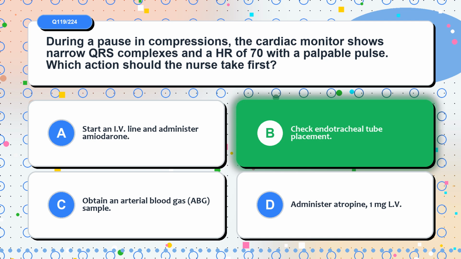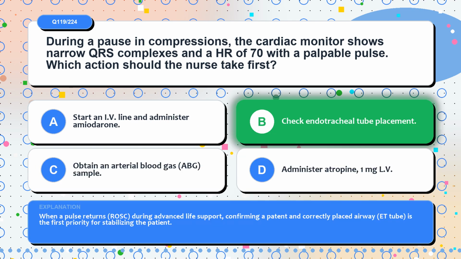The correct answer is option B. Check endotracheal tube placement. When a pulse returns, ROSC, during advanced life support, confirming a patent and correctly placed airway, ET tube, is the first priority for stabilizing the patient.